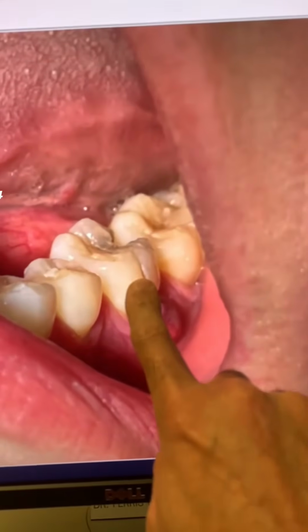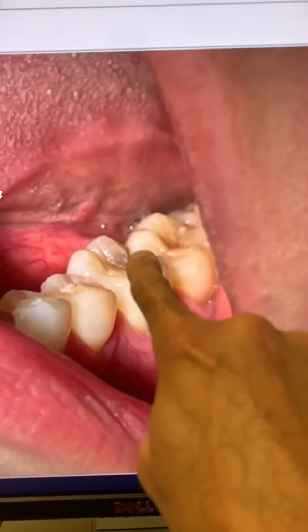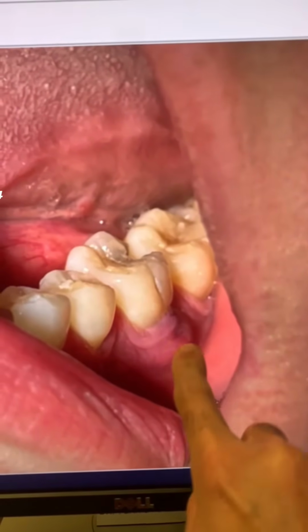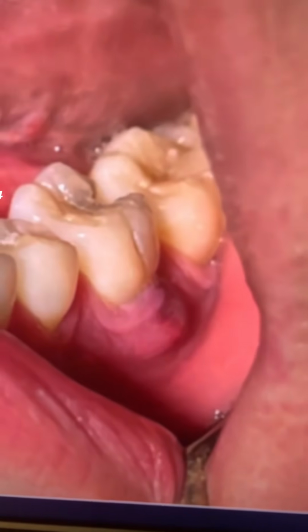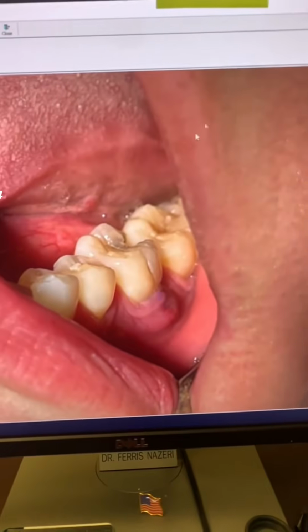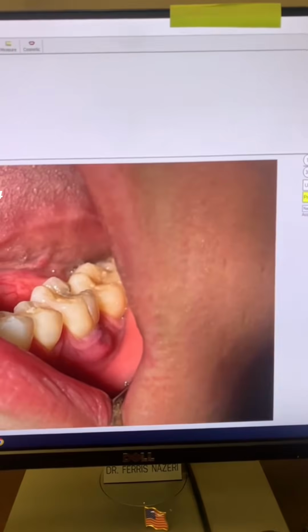So here's the tooth. DO decay, distal occlusal decay, and you can see a small buccal parulis and sinus tract associated with the tooth also. Right there. So we discussed options with the patient. The patient wanted to try to save the tooth, and that's what we did today.